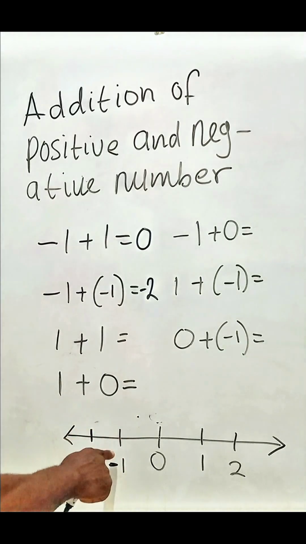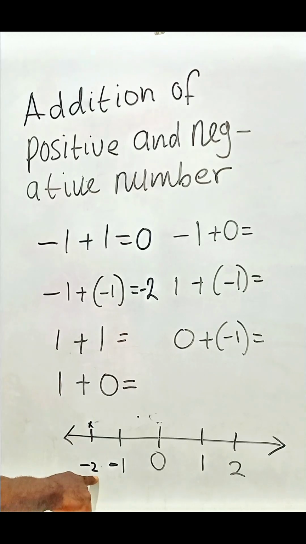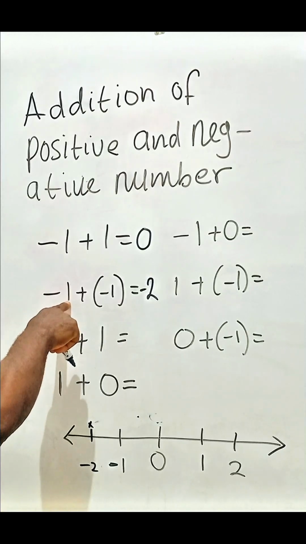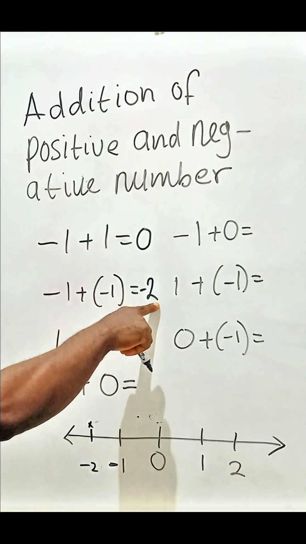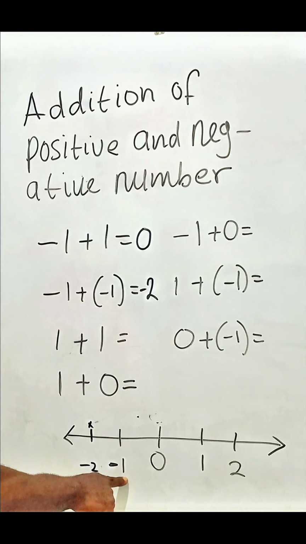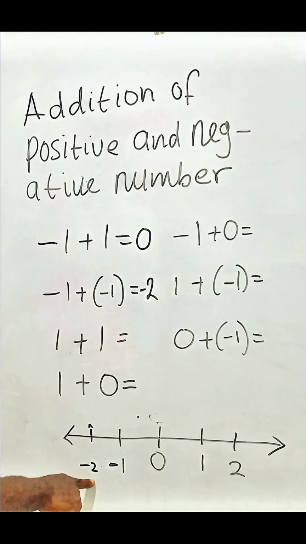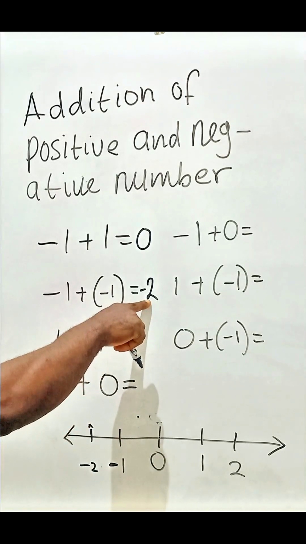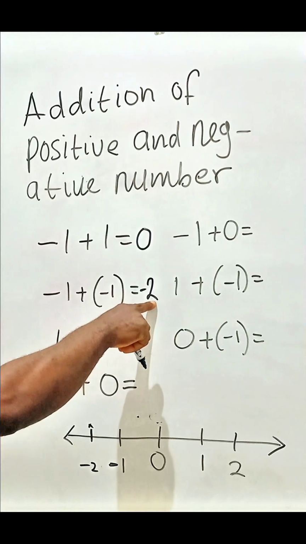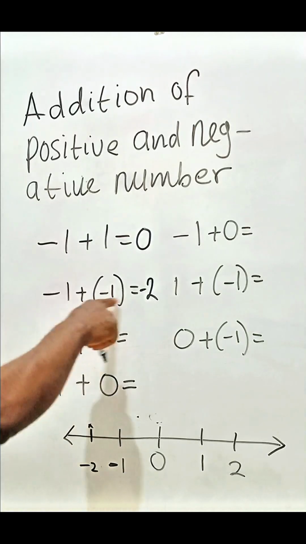So if we move from -1, 1 unit to the left, we are going to stop at -2. Therefore, -1 plus -1 is -2. So if we start from -1 and then we move 1 unit to the left of -1, we are going to stop at -2. So that is how we arrive at this -2 here. So -1 plus -1 is -2.